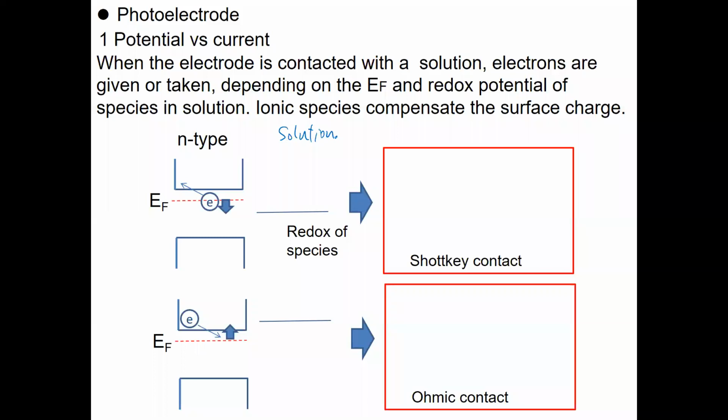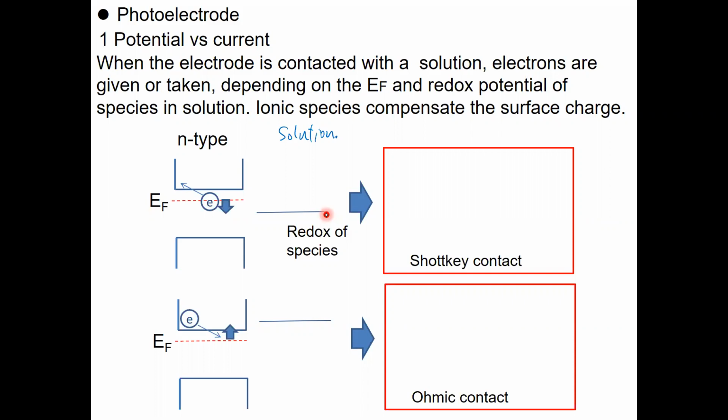So what I mentioned in this sentence means this redox potential and the Fermi energy of the semiconductor. Depending on this height, this level difference, whether the electron is given or taken is decided. The key point is that this redox species is dependent on the chemical species.